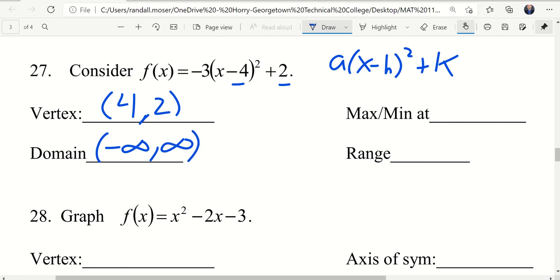Next thing we want to do is discuss the range, and this is where we need to consider the value a. Because a is equal to negative 3, that means that this is going to be one of those parabolas that opens down.